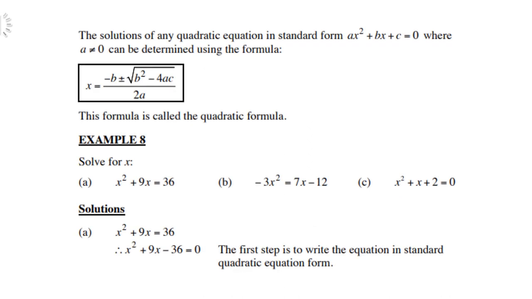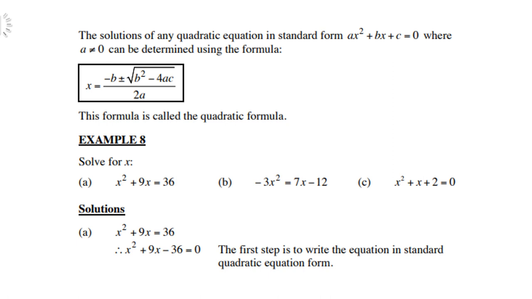The solutions of any quadratic equation in the standard form ax squared plus bx plus c equals 0, where a, of course, is not 0, can be determined using the formula x equals negative b plus or minus the square root of b squared minus 4ac, over 2a. This formula is called the quadratic formula.